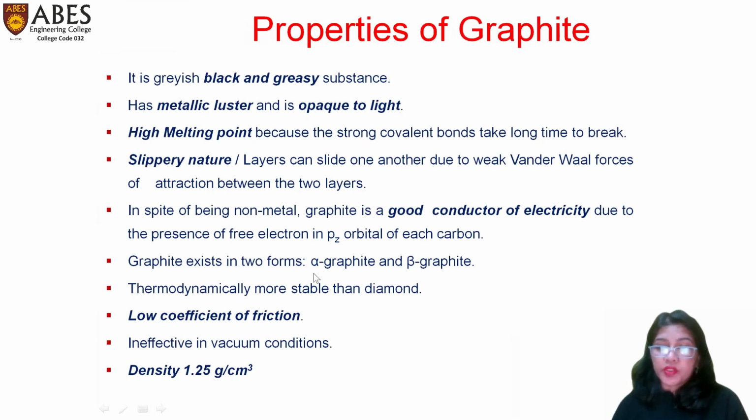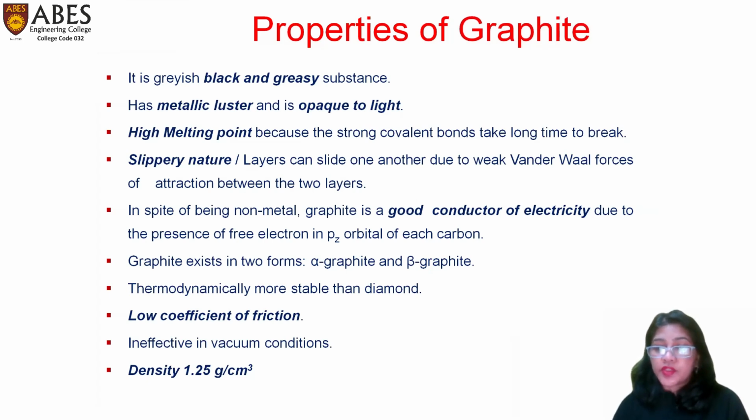Now to discuss the properties of the graphite. It is a black and greasy substance. It has a luster like a metal, but it is not a metal. It is opaque to light. It has a high melting point due to the strong covalent bonds present between the carbon atoms. It has a slippery nature, or the layers can glide over each other due to the presence of weak van der Waals forces of attraction between the two layers.